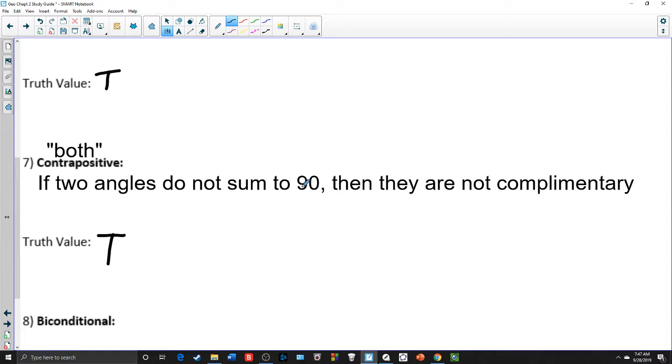If two angles do not sum to 90, then they are not complementary. There's no counterexample for that. There's no case where you can give me two angles who don't add to 90, but we still don't call them complementary. So if you're worried about whether something's true or false, think about, is there a way I can make the if part true, but the then part false? That's how you test a conditional. You have to make the if part true and the then part false in order for it to have a counterexample, which we can't in this case. There's no way of doing that.